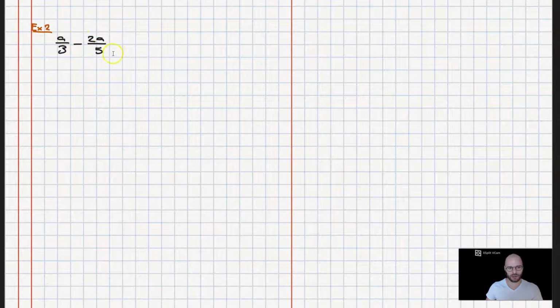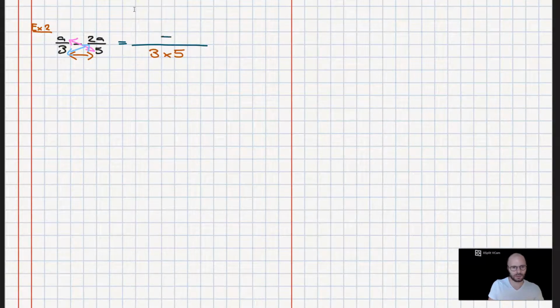minus 2a over 5. What we want to do is subtract these two fractions. Now we're going to use the exact same rule that we used above, whereby we're going to multiply the two denominators together. Then I'm going to multiply the numerator and the denominator: the numerator of the first fraction with the denominator of the second, and the numerator of the second with the denominator of the first. So we're going to go 3 times 5, and that's under.